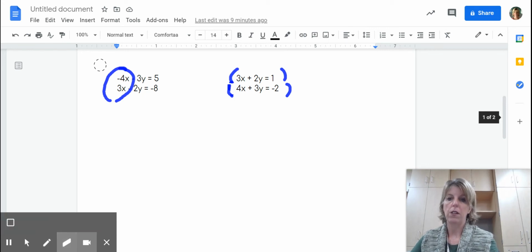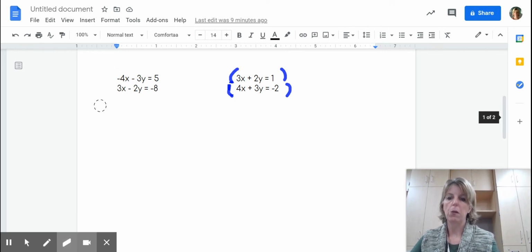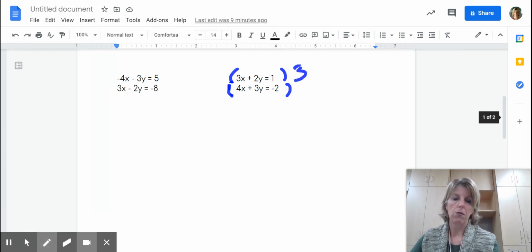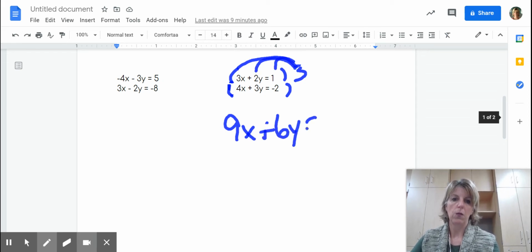So rather than set up the y's, decide which variable I'm going to try and make equal. Either I'm going to try and make the x's be the opposites, or I'm going to make the y's be the opposites. Doesn't matter. I'm going to do the y's again, just because. So I'm going to multiply this one by 3. So I distribute that 3. So I get 9x. Distribute the 3. I get plus 6y. Distribute the 3, get equals 3.